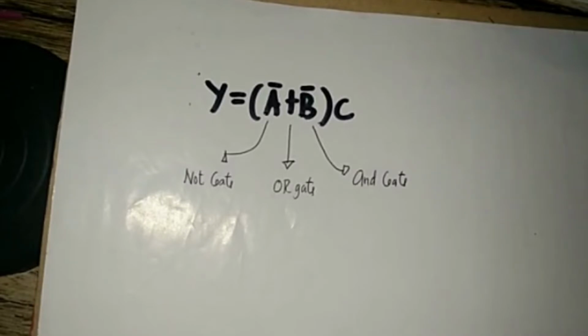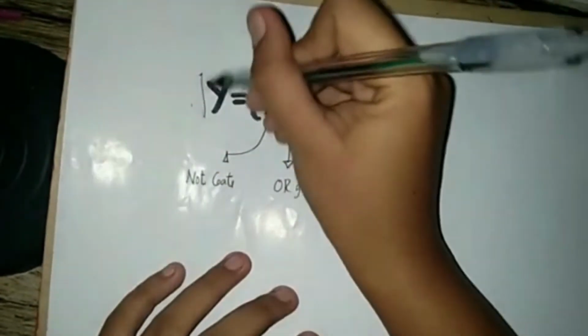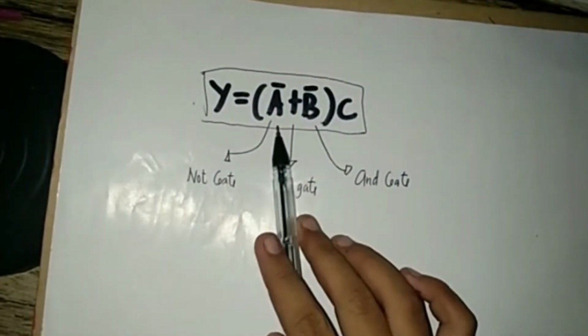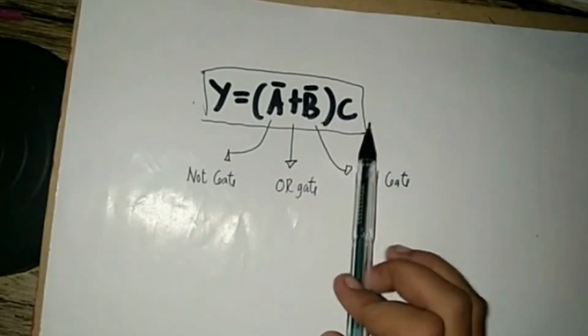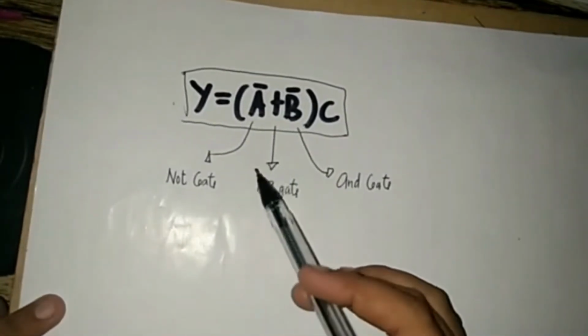So for now, I'm going to show how to design logic circuits from a Boolean expression using basic logic gates. So we have to arrange the number of digital logic gates to get the final output. So first, we have to identify this: Y equals A bar plus B bar and C. First, we have to identify.